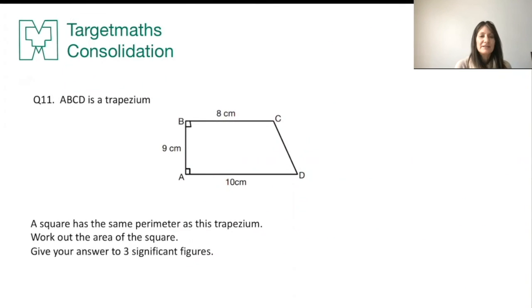So read it through carefully, and then play when you're ready.